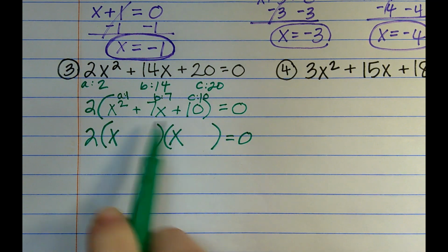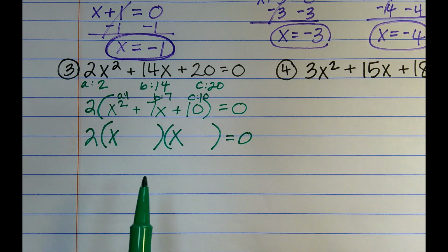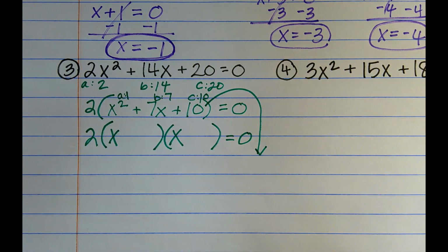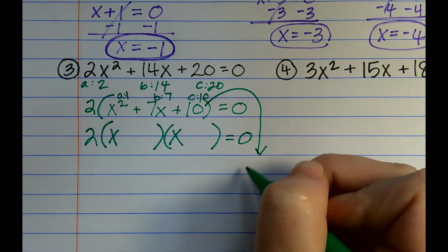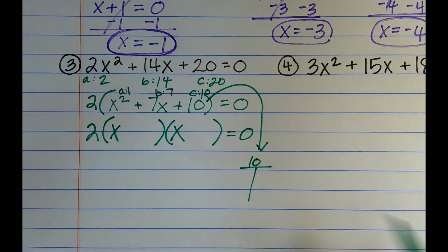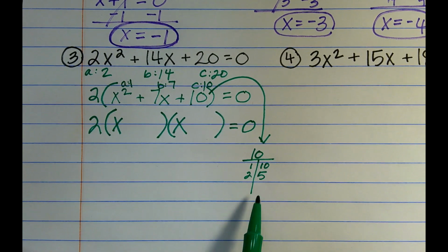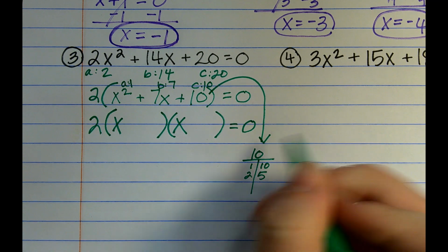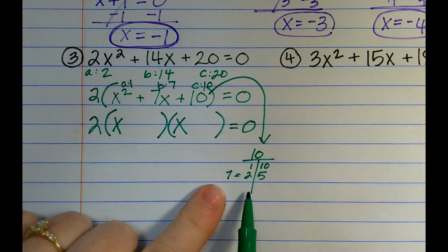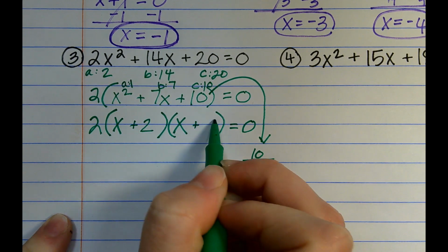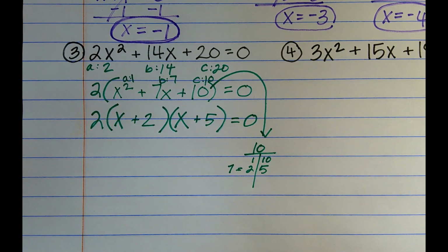And how am I going to figure out what numbers go in here? Yeah, my factors of 10. I want to put 2 numbers that multiply to 10 but add up to 7. So, let's see, I have 1 and 10, 2 and 5. We can stop. What's 2 plus 5? 7. So, we're going to do plus 2 and plus 5. And there are our factor pairs.